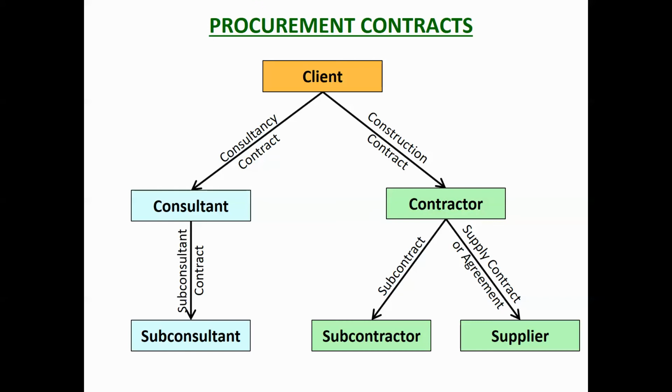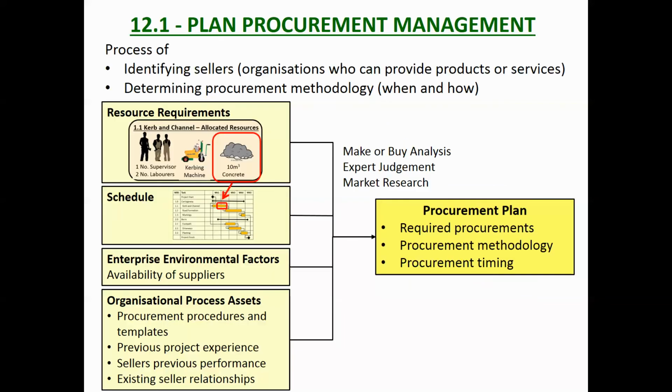So, procurement contracts. Remember, the client procures the services of a consultant and the services of a contractor, the consultant procures the services of a sub-consultant, and the contractor procures the services of a subcontractor and has supply contracts or agreements to procure the materials they need to do their work. So obviously procurement is a very important part of a project, and it's also related to the profitability of the project. If you can do good procurement and manage it well, you're going to come up with the right quality and be able to do it at a reasonable price.